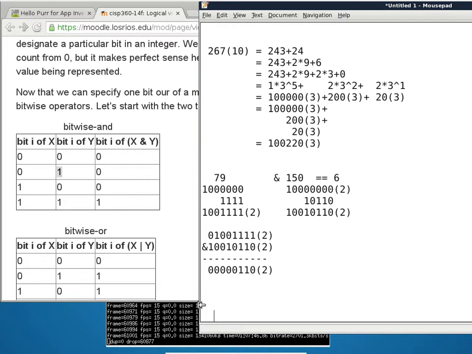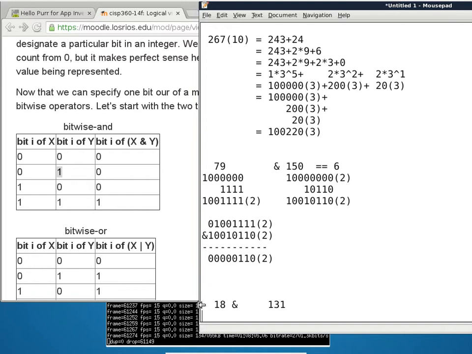So let's say we have 18 on one side, and on the other side, let's pick 131. 18 as a base 2 number is pretty easy. It's 0001 0010. The way I did this conversion is converting into base 16 first and then back into base 2. But you can also see how this works because it has a 16 and a 2.